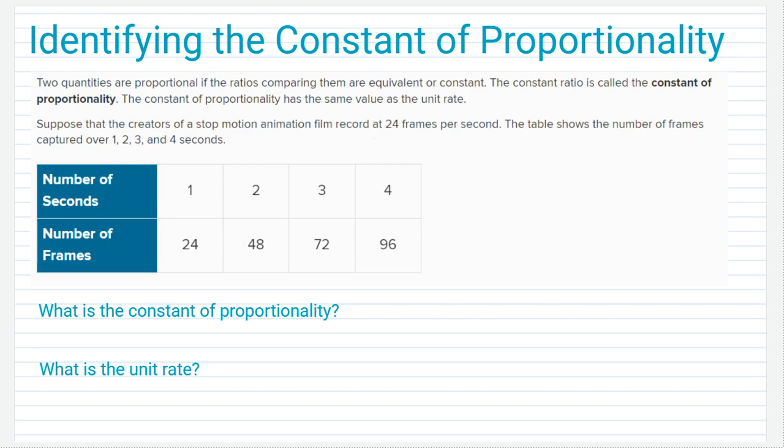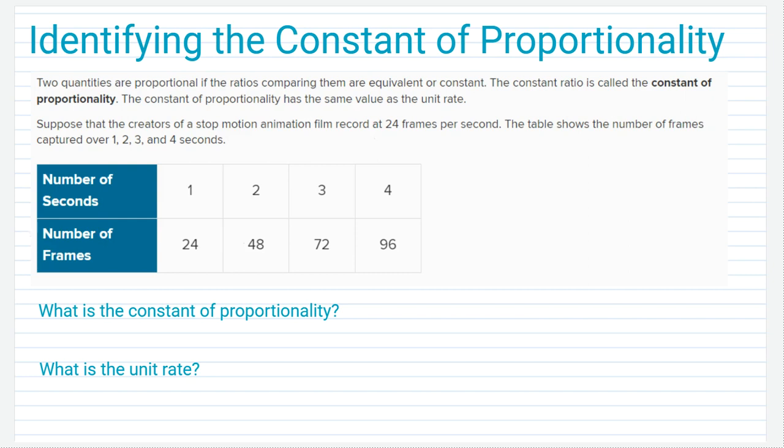So as a reminder, two quantities are proportional if the ratios comparing them are equivalent or constant. And again, that constant ratio is called the constant of proportionality. This has the same value as the unit rate. So suppose the creators of a stop motion animation film record at 24 frames per second. The table below shows the number of frames captured over 1, 2, 3, and 4 seconds.